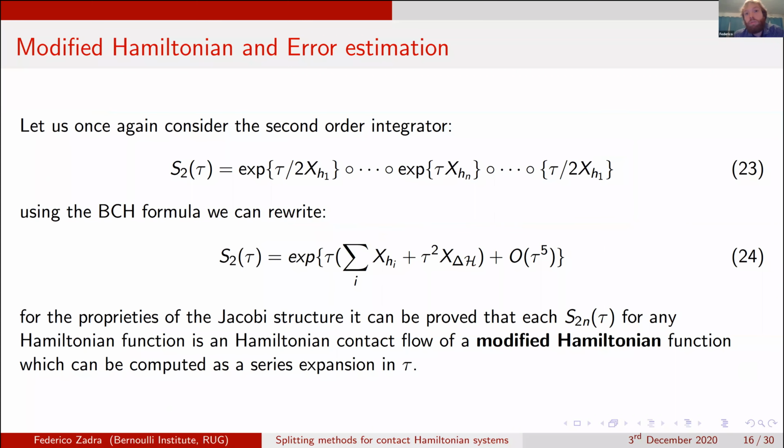But let's go to the error estimation and how to see if our integration is good. We want to consider once again the second order integrator, and we use the Baker-Campbell-Hausdorff formula in order to have a unique exponential map. In this way, we can reconstruct a modified Hamiltonian, which will be a sort of Hamiltonian with one more parameter, the time step.